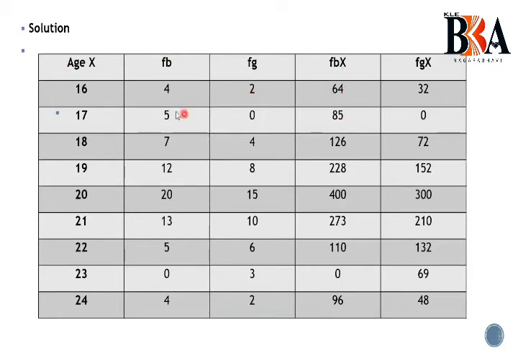When you multiply, I'm going to give you the best example. I'll just make a note here. Just see here, 16 into 4 becomes your fbx count. Then 17 into 5 becomes 85, that is fbx. Like this you have to multiply the series. After your multiplication, you have to get the total of it.